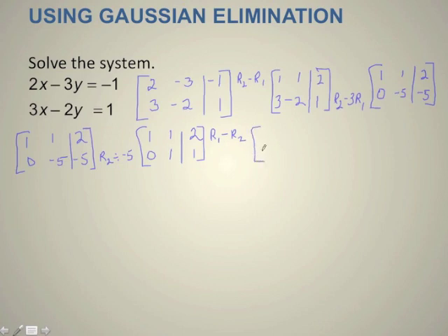So row 2 will stay the same, and I will take 1 minus 0, which gives me 1. 1 minus 1 will give me 0, and 2 minus 1 will give me 1. This ordered pair then becomes x is 1, y is 1, and again it is an independent system.